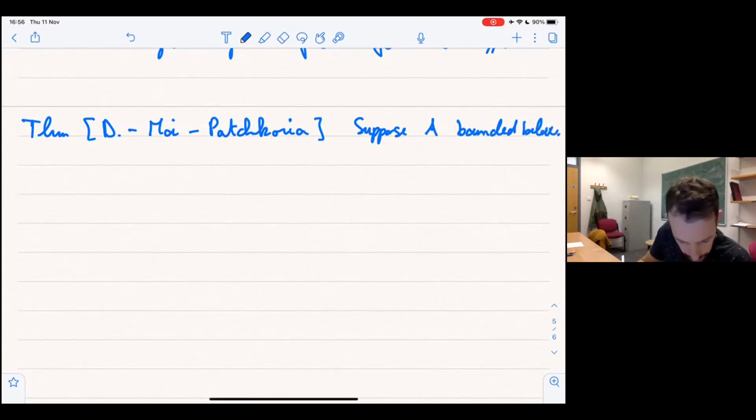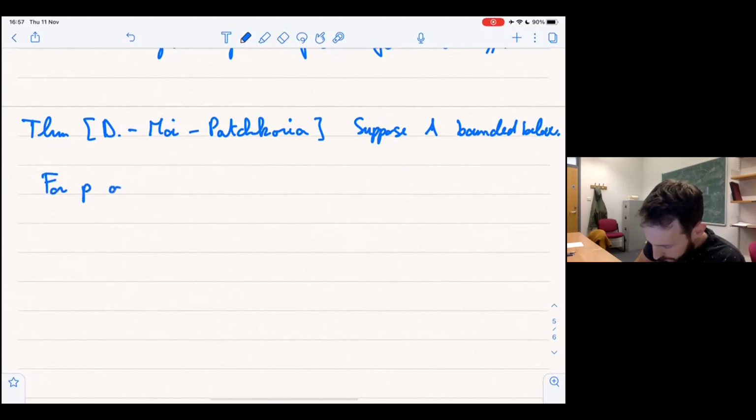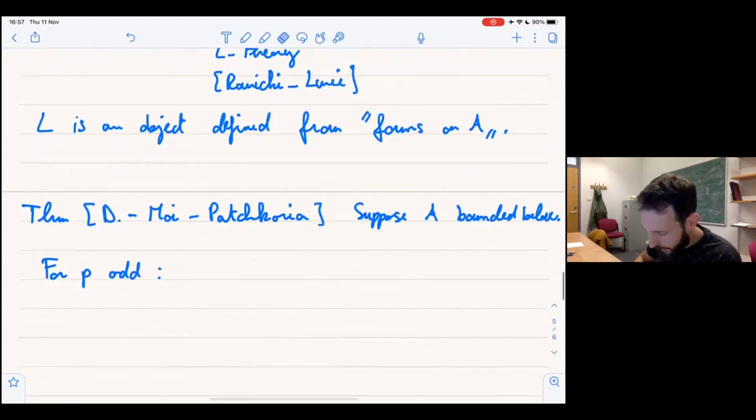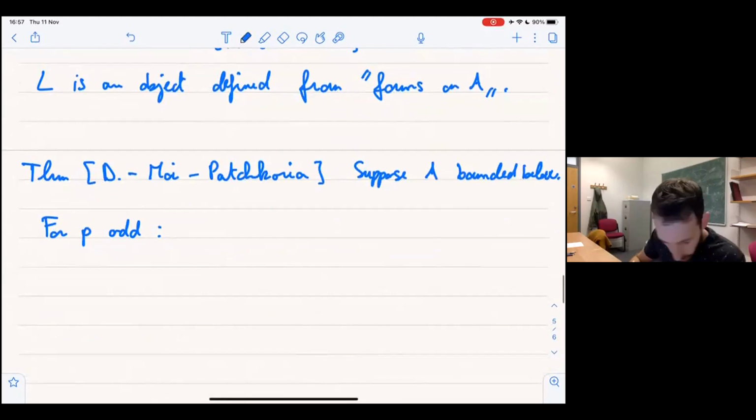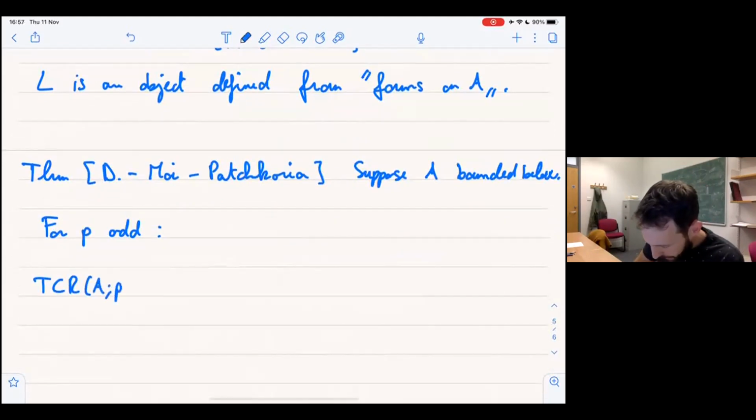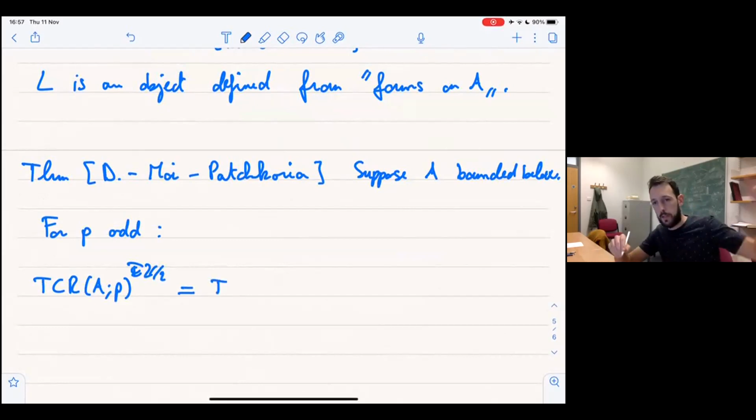Then two things happen. First, for P odd, nothing happens, nothing interesting. And this is why we use only the prime 2 up here. So for P odd, if you take this TC at the prime P, then you only get THH back. Basically, this whole limit doesn't really do anything.